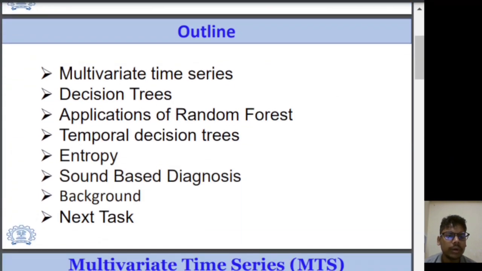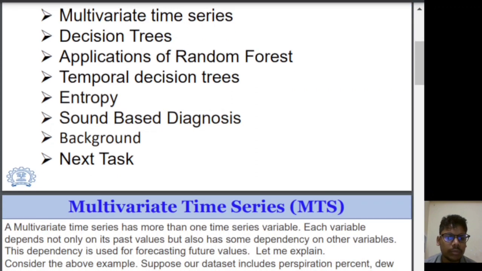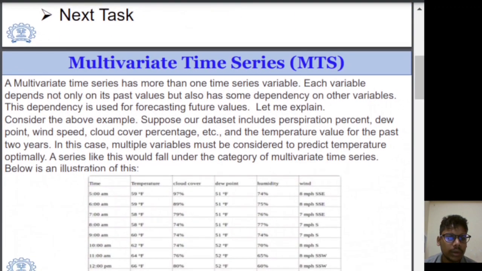We have already read the paper, and we found that these topics are used in our paper. We also present this presentation about these topics. The topics are multivariate time series, decision tree, random forest, temporal decision tree, entropy, and the background. Now we go to the multivariate time series.